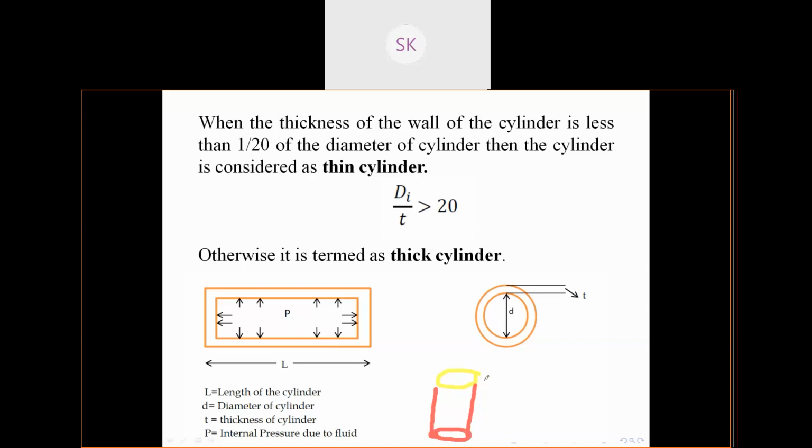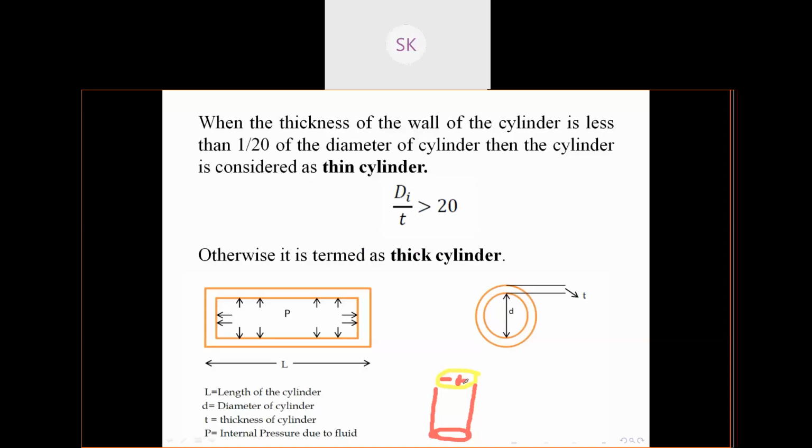If its diameter, this will be your diameter, right? You can take the example of the normal pipe you use to sprinkle water in your garden, to wash your car or bike. What happens when we open the valve? Water comes out in pressure and flows out, right? So it will be considered a thin cylinder when its diameter is D, and D divided by 20 is much greater than the thickness of the pipe, that is, the thickness is very much less than D by 20.